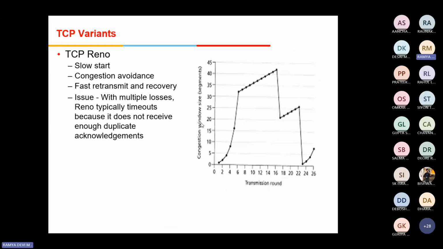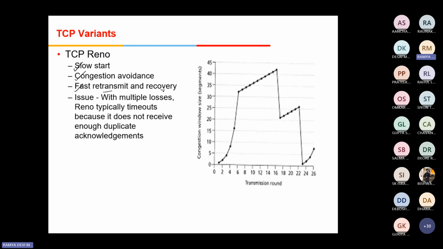So the next one is Reno. Reno starts with slow start, congestion avoidance, fast retransmit, and fast recovery. TCP Reno is an enhancement over TCP Tahoe. It is designed to improve congestion control and, together with that, maintain higher throughput even after packet loss. It uses four main mechanisms. The first one is slow start, then congestion avoidance, then fast retransmit, and the fourth one is fast recovery.